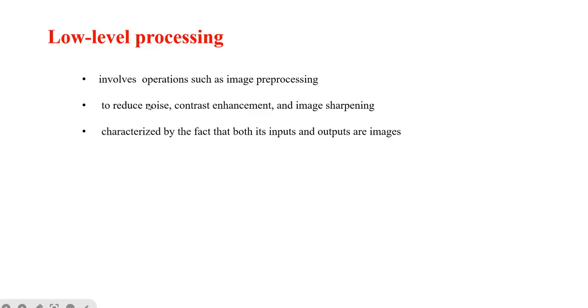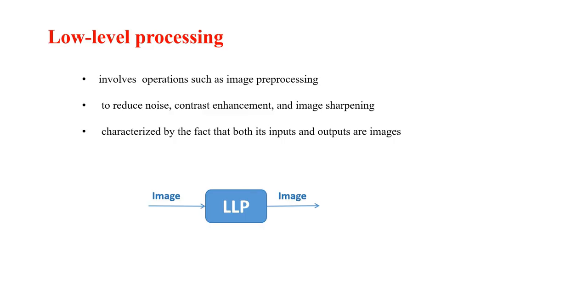The main goal is to reduce the noise, that is, remove unwanted distortion or graininess. Then you have contrast enhancement, that is, make the bright and dark areas more distinguishable. Then you have image sharpening, making the edges and the details clearer. So here you can see this is the low level processing system, where you give the input as the image and the output will be an image.